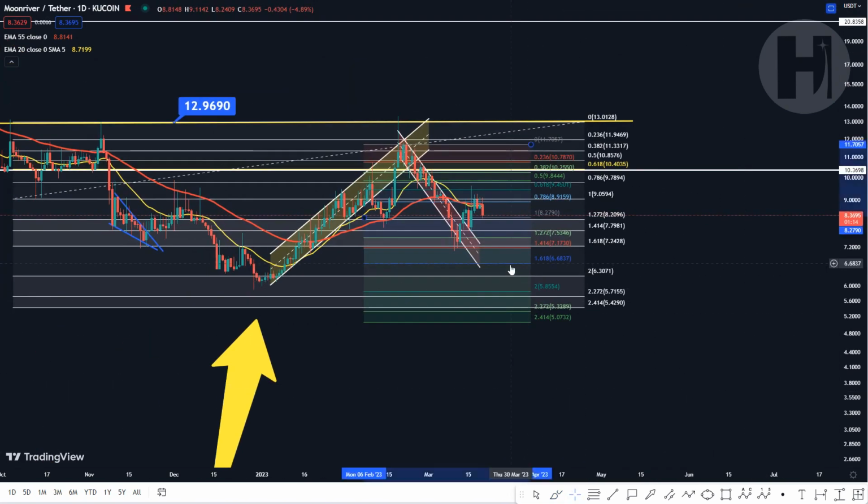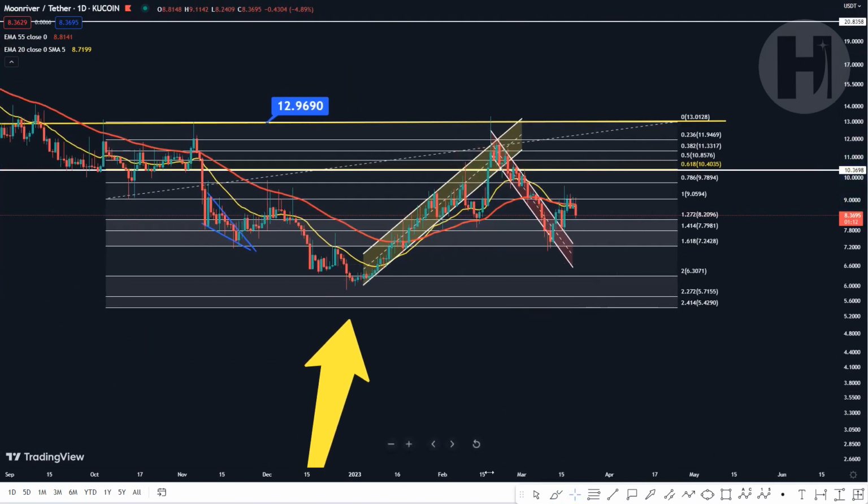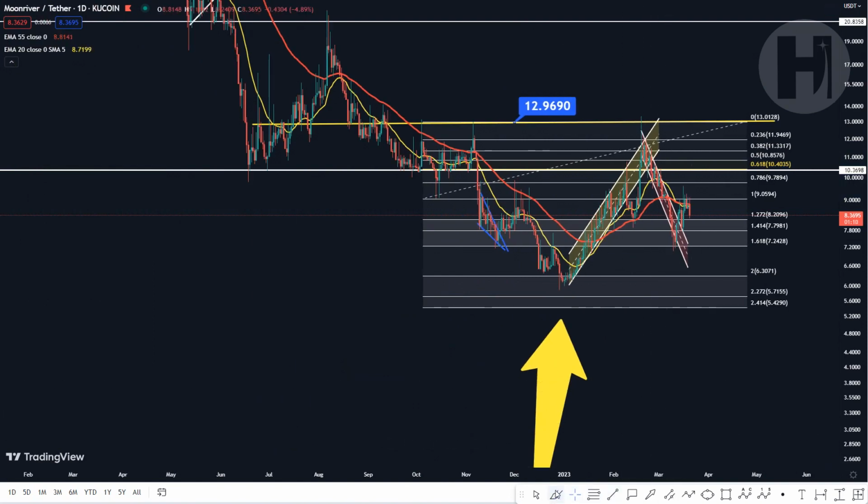Now, if we remove the smaller fib and focus on the larger fib, as you can see here, we took the swing high in November and we took the swing low in October. We retraced to the second fib level, which was our capitulation target. We moved all the way up here towards the 0.236.